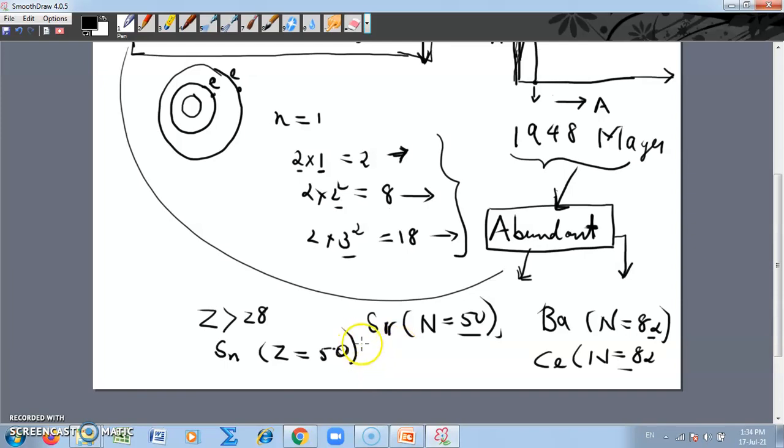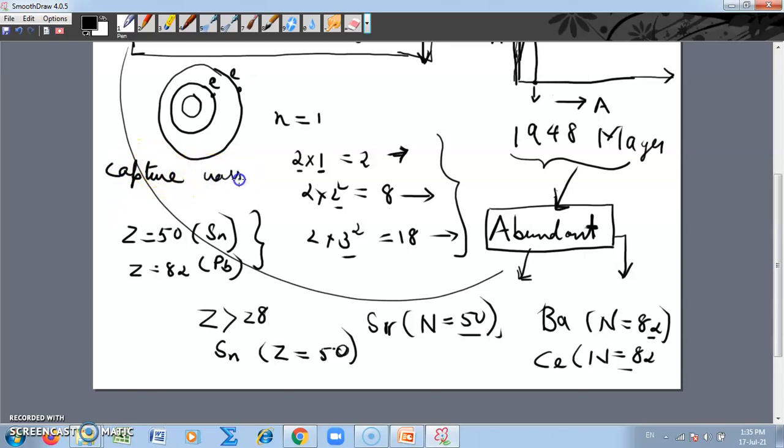And it is again found that with Z equal to 50, which is Sn, and Pb, that is lead, with Z equal to 82, for these it is seen that the capture cross section is very much smaller than their immediate neighbors. Now I must explain what is capture cross section.